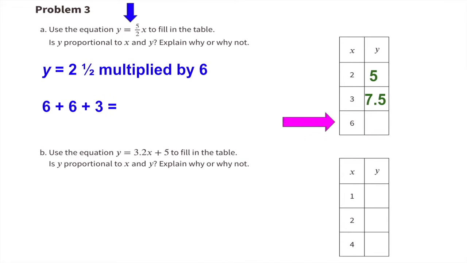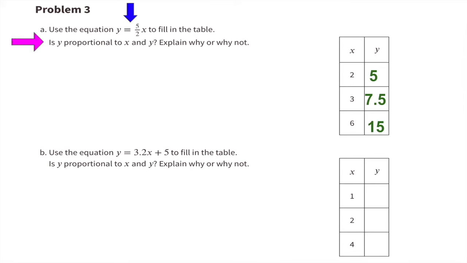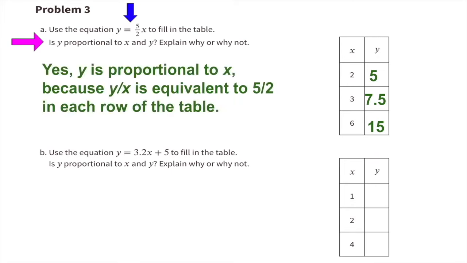When the value for x is 6, it would be y equals 2.5 multiplied by 6, or 6 plus 6 plus half of 6. And 6 plus 6 plus 3 is 15. When the value for x is 6, the value for y will be 15. Is y proportional to x and y? Explain why or why not. Yes, y is proportional to x because y divided by x is equivalent to 5 divided by 2 in each row of the table.